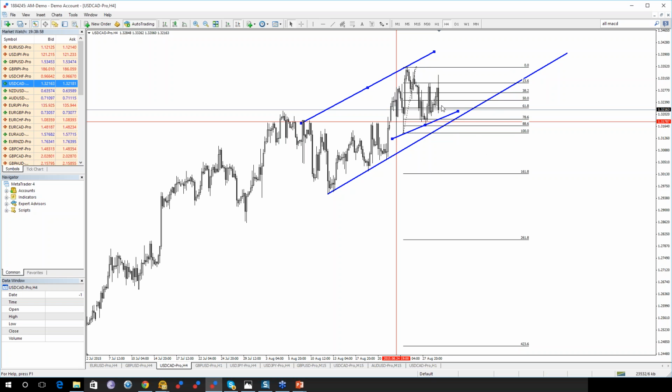So yes, we will see what will happen with dollar CAD, but judging from the current price action, this is a bullish swing. So we should pay attention to it, and a 50 pip stop loss is there.